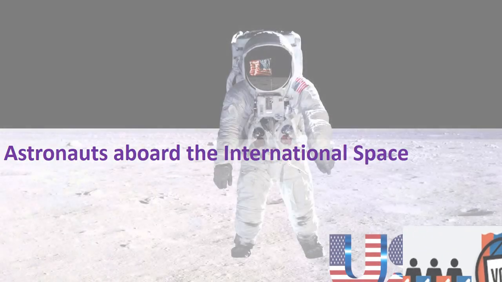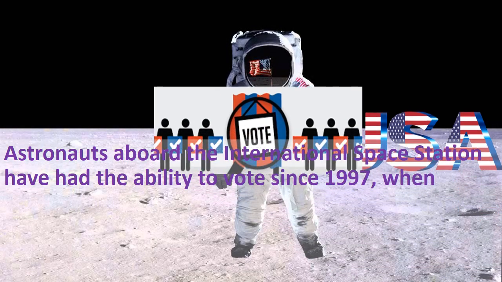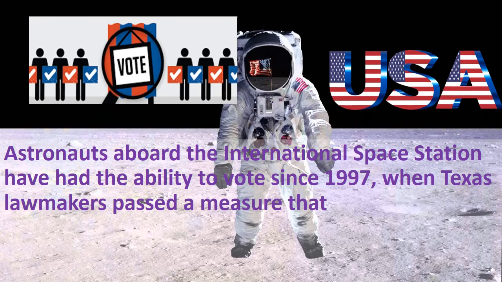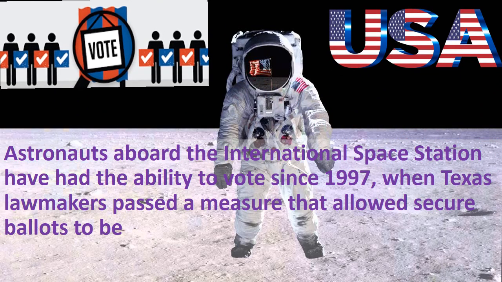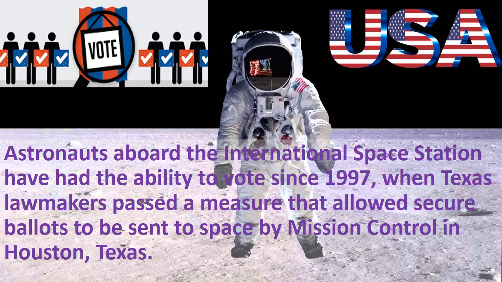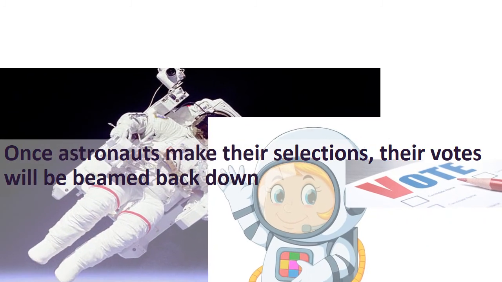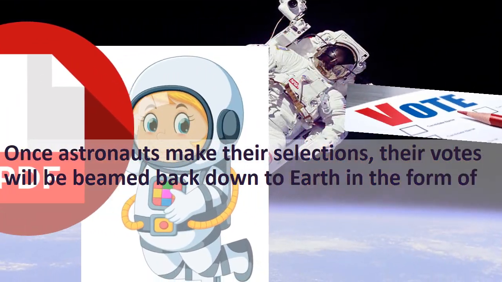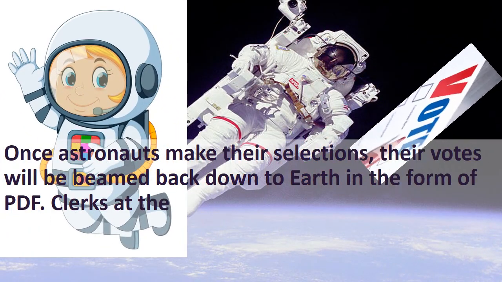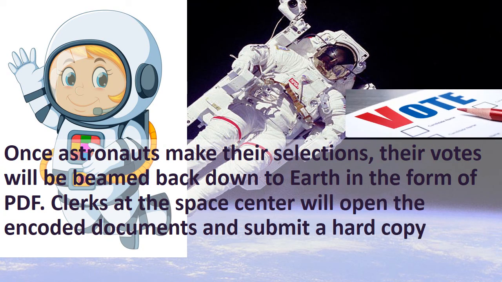Astronauts aboard the International Space Station have had the ability to vote since 1997, when Texas lawmakers passed a measure that allowed secure ballots to be sent to space by Mission Control in Houston, Texas. Once astronauts make their selections, their votes will be beamed back down to Earth in the form of a PDF. Clerks at the Space Center will open the encoded documents and submit a hard copy of the astronaut's ballot to be counted.